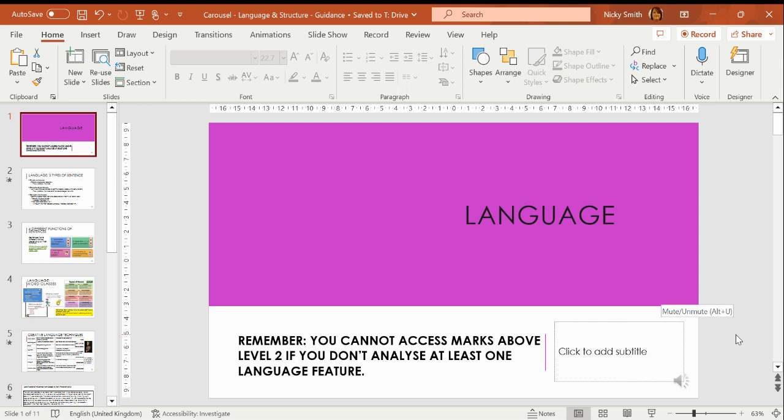Language is assessed in paper 1 and paper 2. In paper 1 it is question 2 and it relates to a part of the fiction extract that you are given, and it's worth 8 marks. In paper 2 it is related to part of one of the non-fiction extracts, and it is worth 12 marks. And it's question 3 in paper 2.